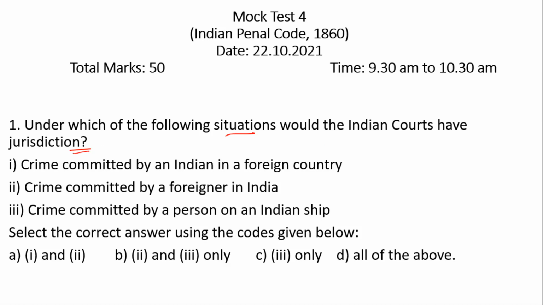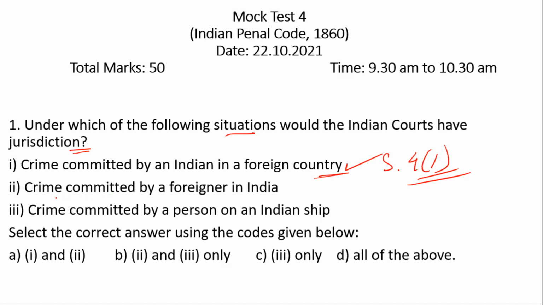The first statement is crime committed by an Indian in a foreign country. In this case, Indian courts have jurisdiction. This comes under section 4, subsection 1. It says any citizen of India in any place without and beyond India is under Indian jurisdiction. Section 4 deals with extraterritorial offenses. It applies to any offenses committed by any citizen of India in any place beyond India.